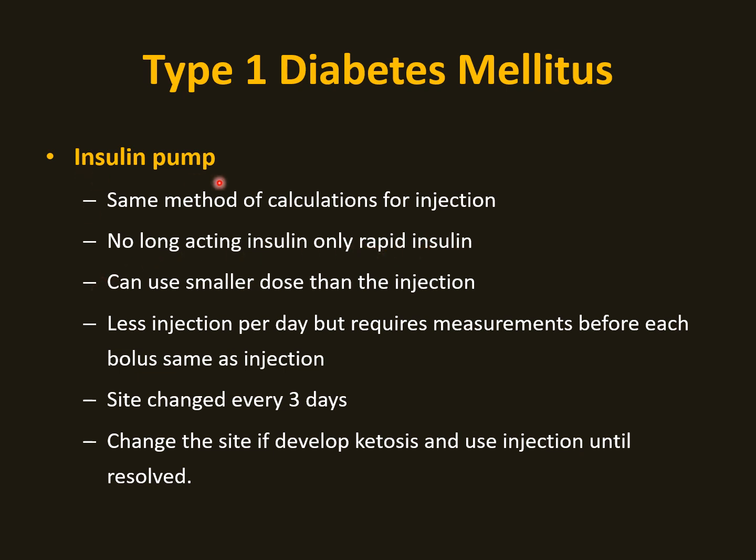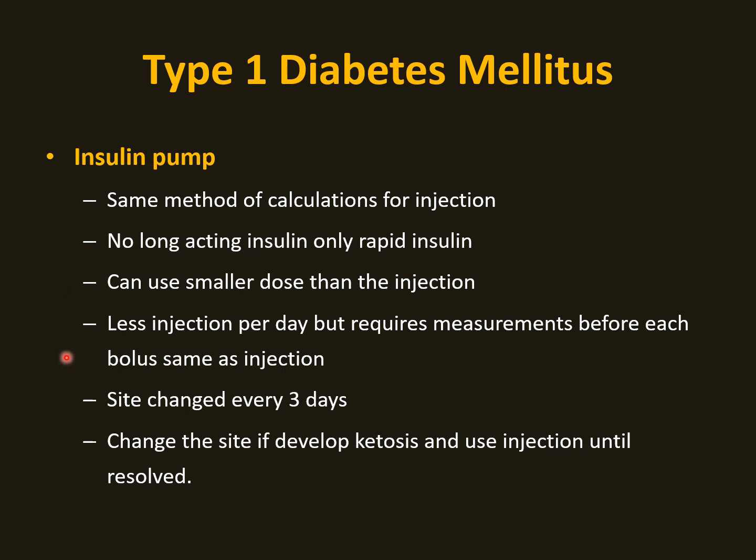The advantage of the insulin pump is that it can use a much smaller dose than you can use for injection. For example, you can use a quarter of a unit or less through the insulin pump, but you cannot do that with the injection. The advantage also is fewer injections and less pain per day, but the patient still has to measure the blood sugar to be able to calculate the bolus of rapid insulin to cover for the carbohydrate and the hyperglycemia, if any.